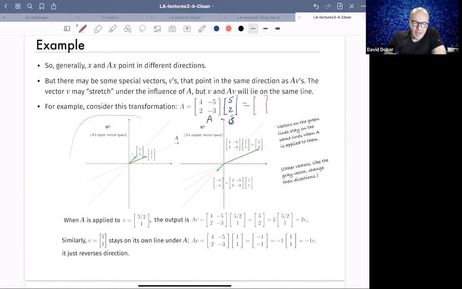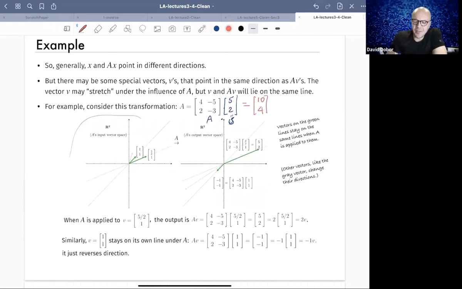Well, apparently, given our multiplication rules, it's 4 times 5 minus 5 times 2. That's 20 minus 10. That's apparently 10. Then 2 times 5 minus 3 times 2. 2 times 5 is 10, minus 3 times 2 is minus 6. That's going to be 4. So that's 10, 4.